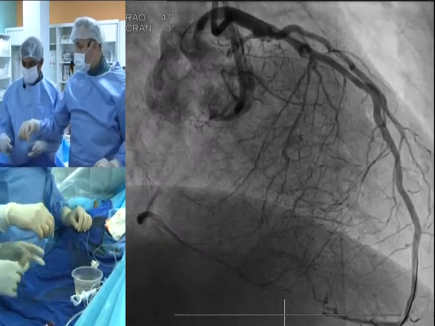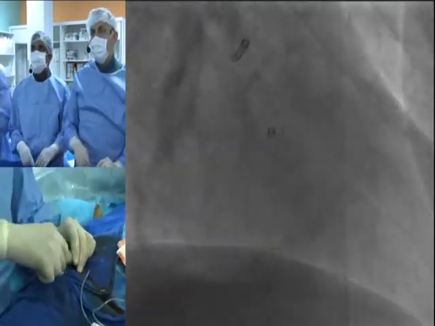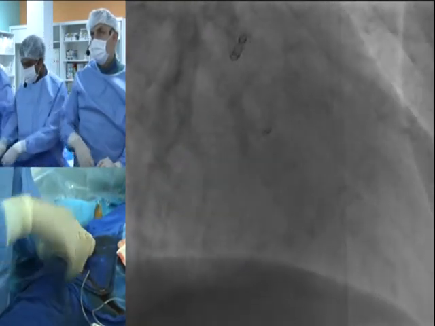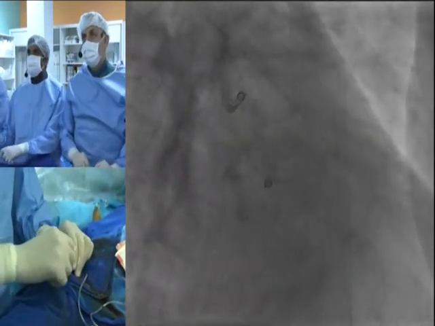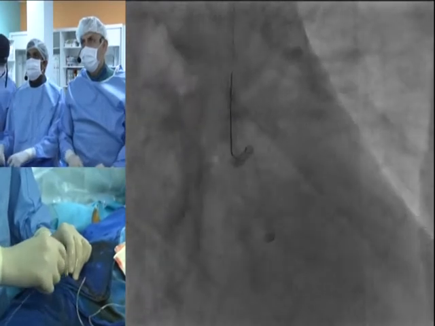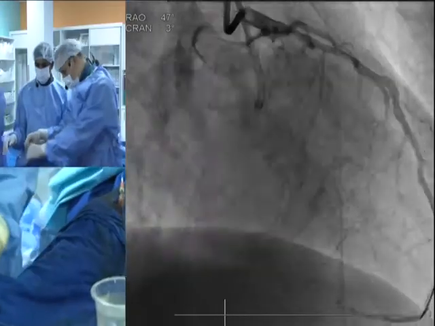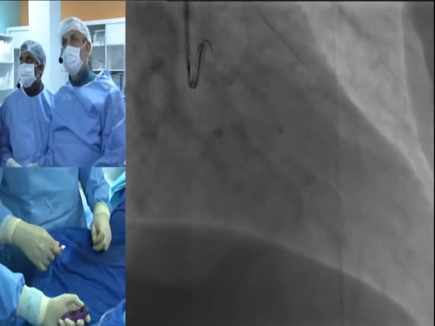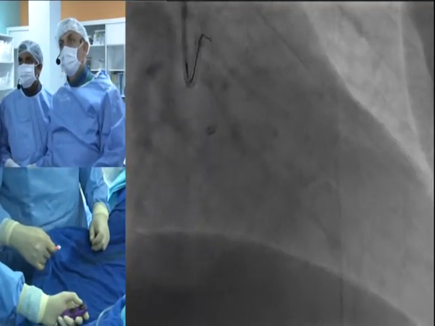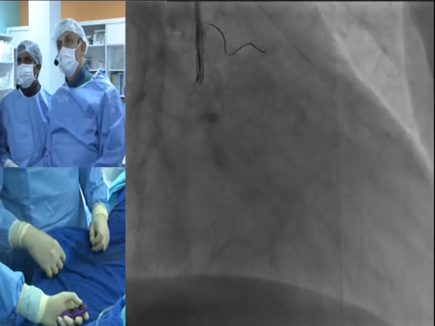Okay, can I have a Corsair, please? We are inserting the Corsair with a BMW wire. Can I see the proximal? Yeah. And then we try to engage the septal artery, the first septal, and then we will do a tip injection here. Test, please.